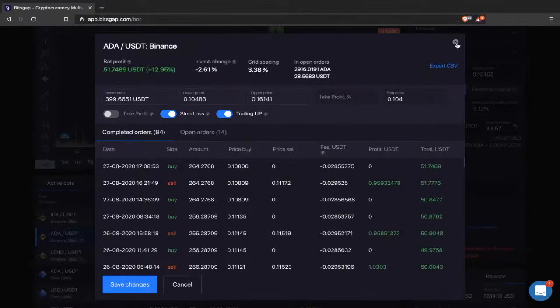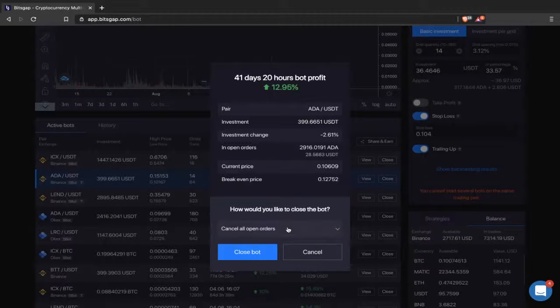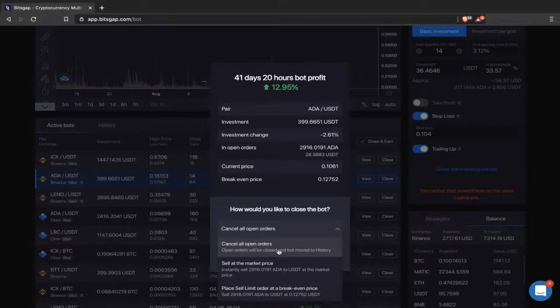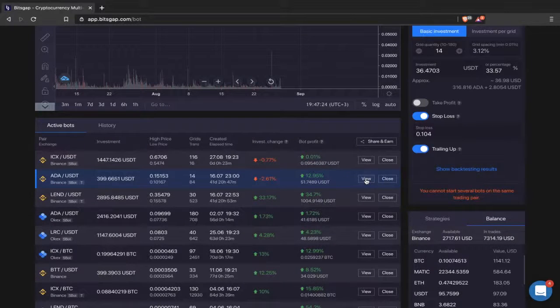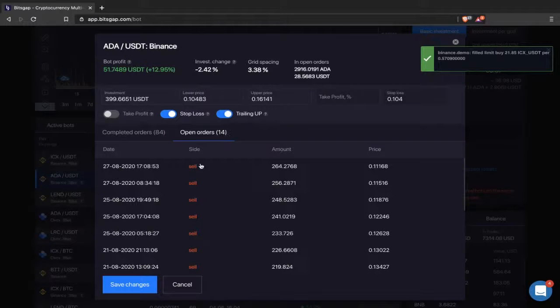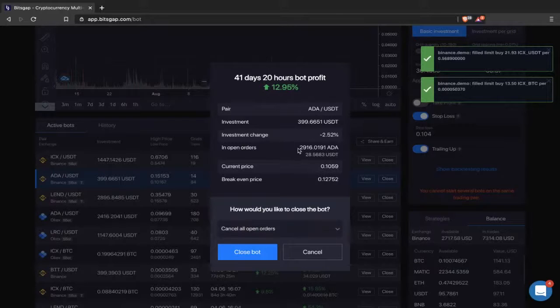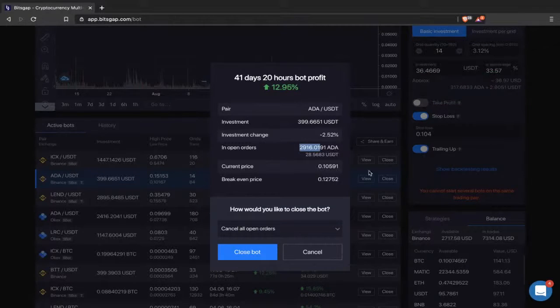So let me show you some other examples that we actually have here. When I click on close, and for instance I have Cardano trading to USDT, I have other options like cancel all open orders. If I choose this option, the algorithm will just cancel all of the orders that I currently have. And you see I have 14 orders for this strategy. I only have 1 buy and 13 sell orders. If I choose cancel all open orders, it will just close all of these open orders, but the amount of the base currency, in this case 2,900 Cardanos, will be left in my balance. All right, so you will still be affected by the value change of Cardano.